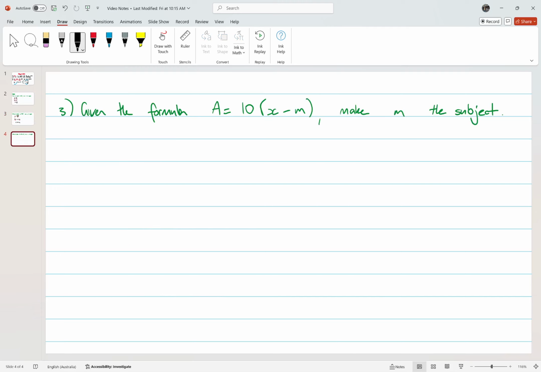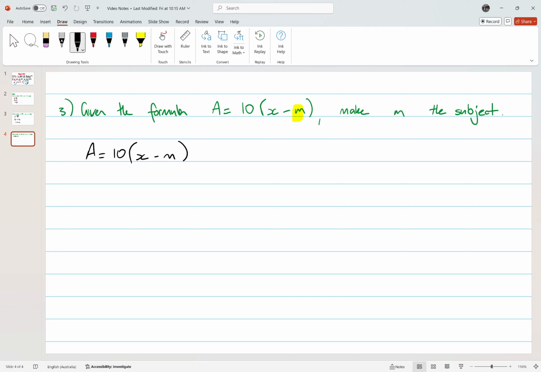Last example. Here I want to make M the subject of my formula. Now there's two ways of doing this, and I'm going to approach it in two different ways. But I want to make M the subject, this one here. Let's just start off by writing it again. So I have A equals 10 times (X minus M).